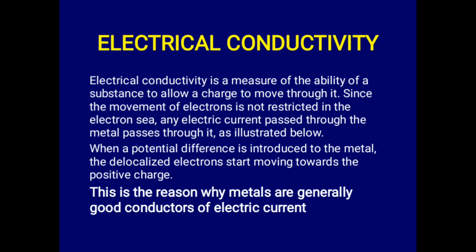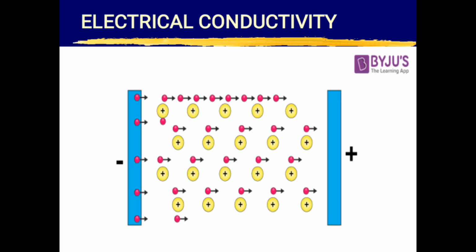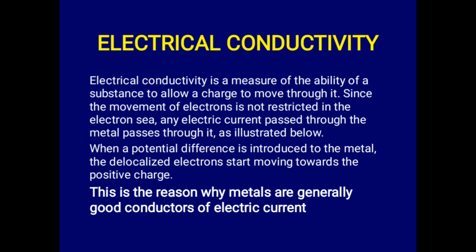the delocalized electrons start moving toward the positive charge. Observe, this is how you pass a potential difference or current through that metal. Then you observe that the electrons start moving from negative to positive. Because the electrons are mobile, metals are generally good conductors, as they are moving as a result of the introduction of the current. And the more mobile they are, the better for them.